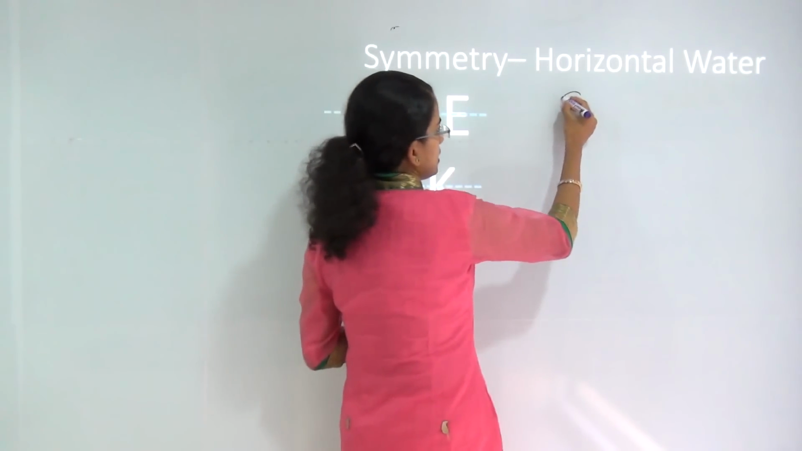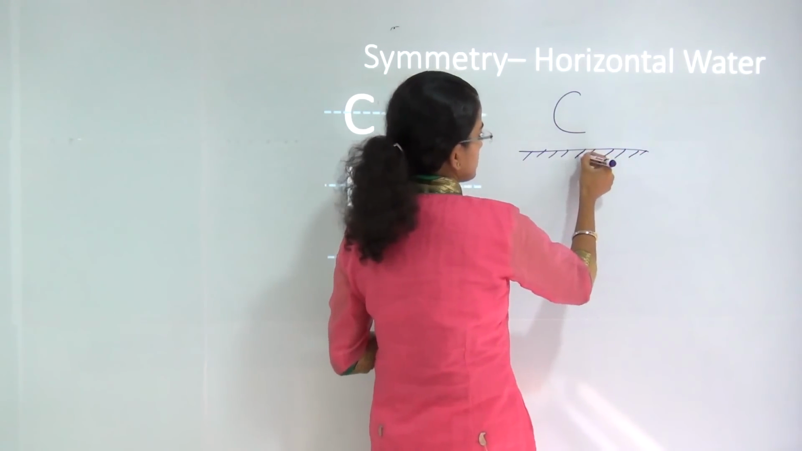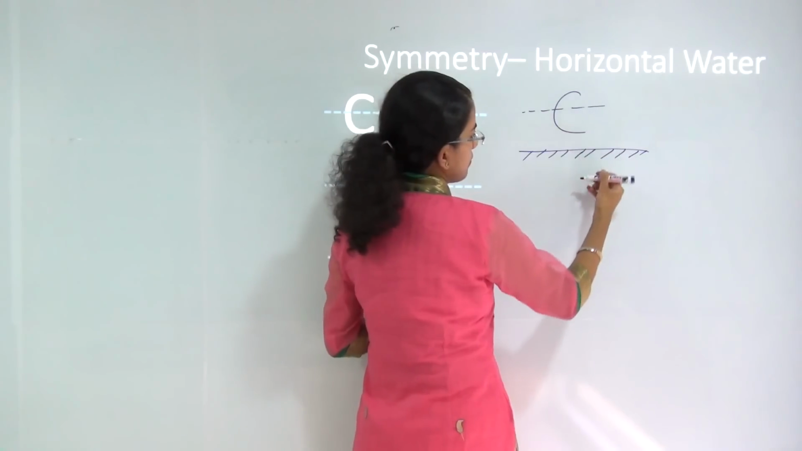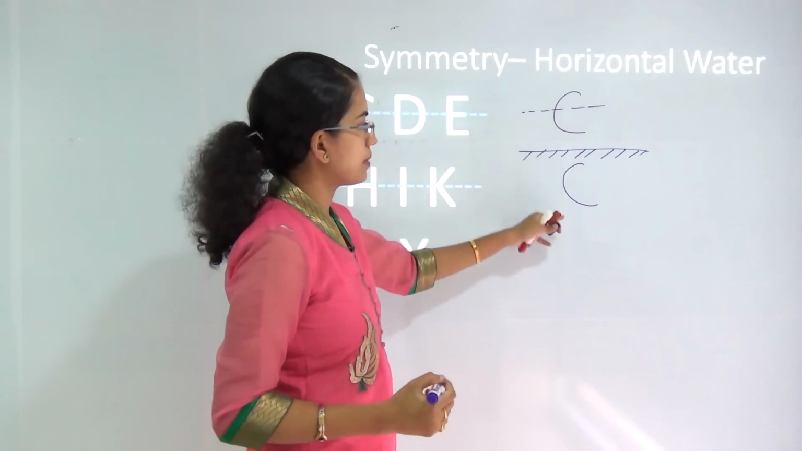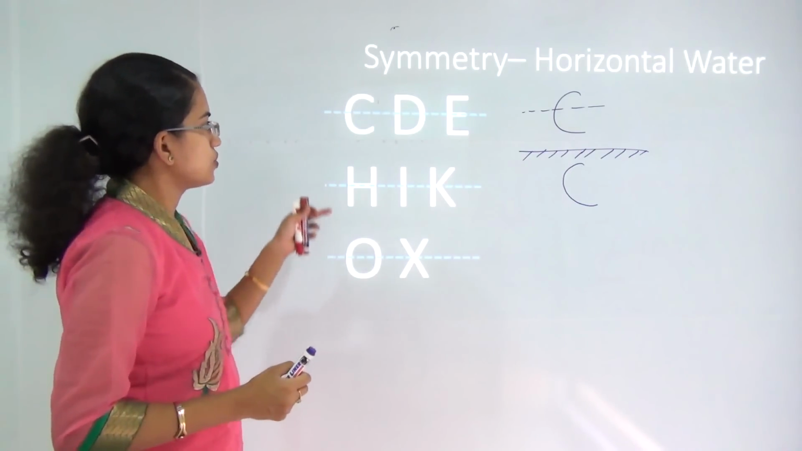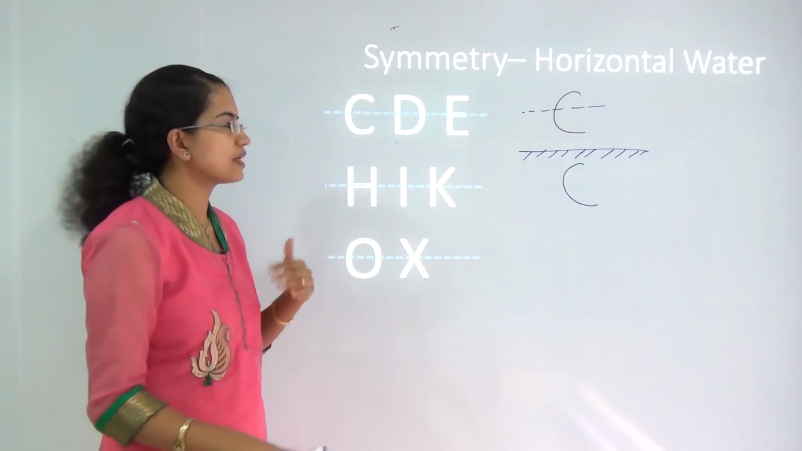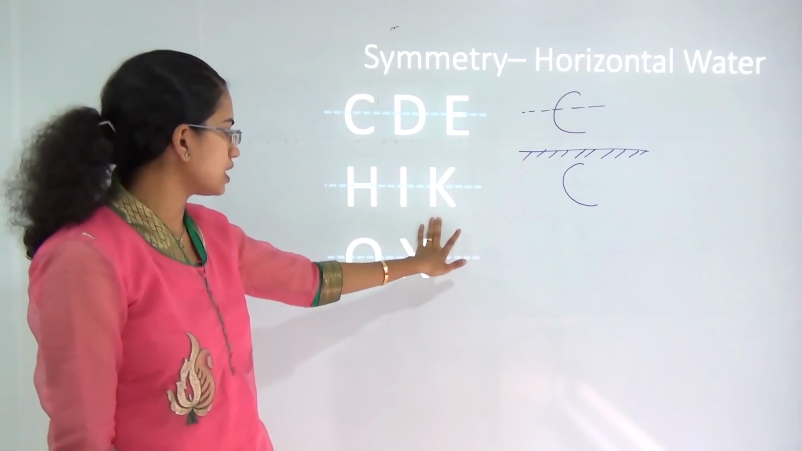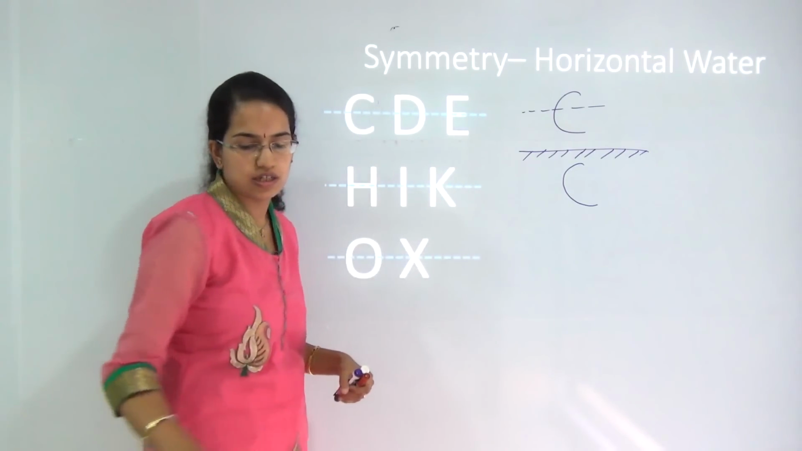So if I have C here and I consider this as the horizontal reflecting surface, or I should say water, the axis of symmetry would be this. So whatever is here would become here. So C remains C in case of horizontal water surface. So the common letters that would remain identical in a horizontal reflecting surface would be C, D, E, H, I, K, O and X, because they are symmetrical along the horizontal plane.